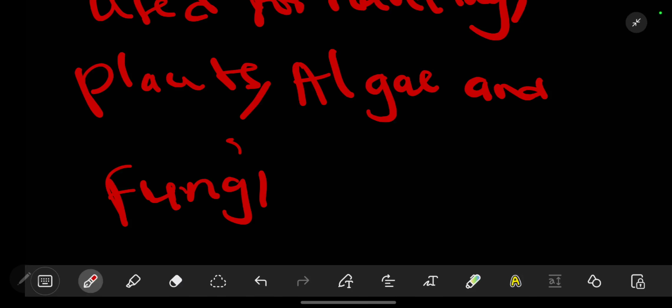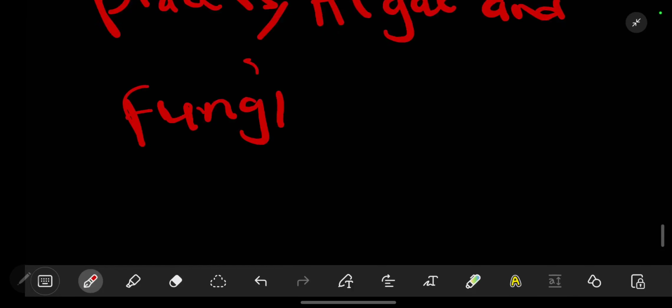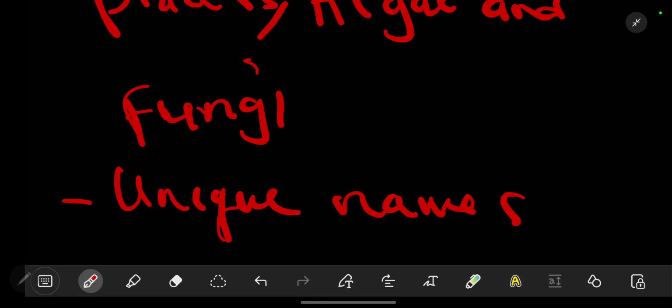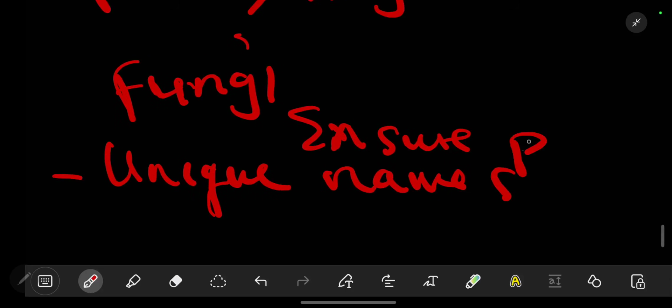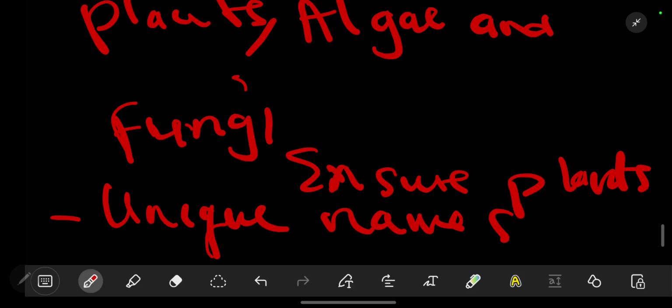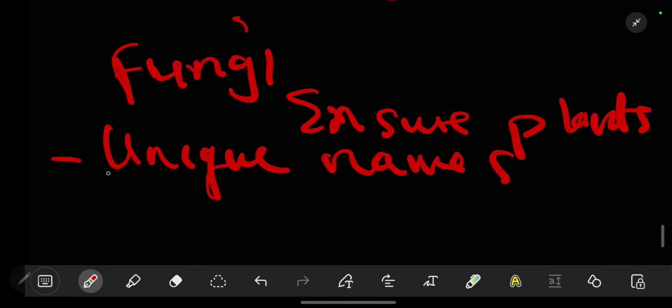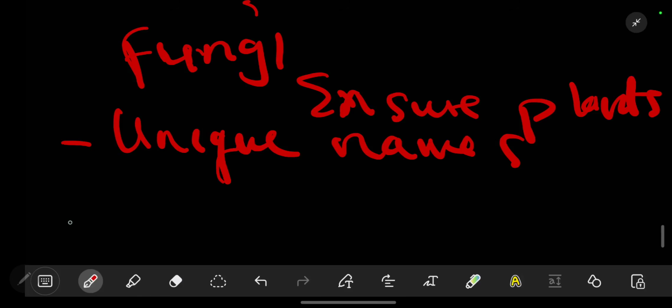So what does it do? Mostly this code ensures that every plant has a unique name. So here we are referring to plants, fungi, algae. It is responsible for unique names.